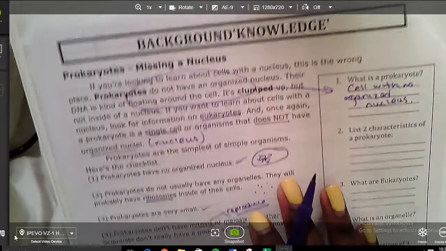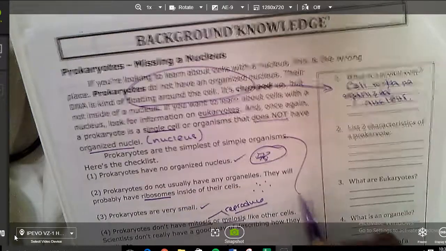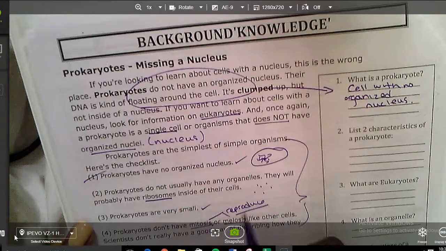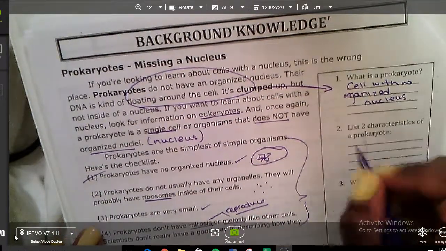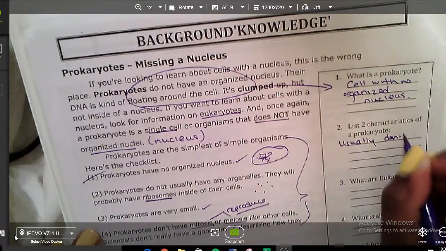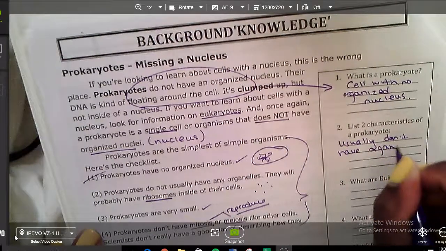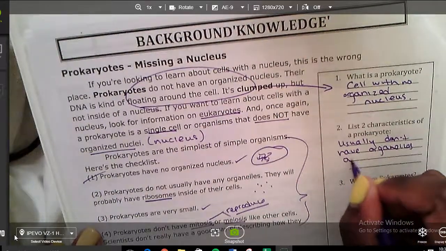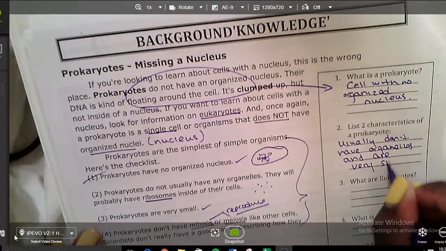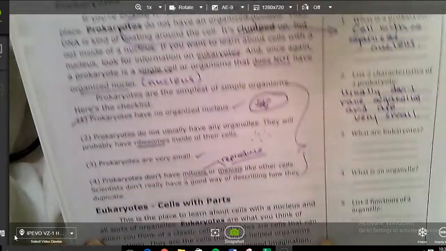Question 2 says list 2 characteristics of a prokaryote. It gives us all this information down here, so we just need to pick 2. We already used this one, so I will say they usually do not have organelles and are very small. Awesome.